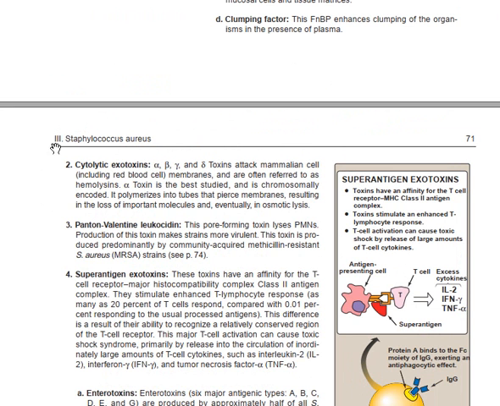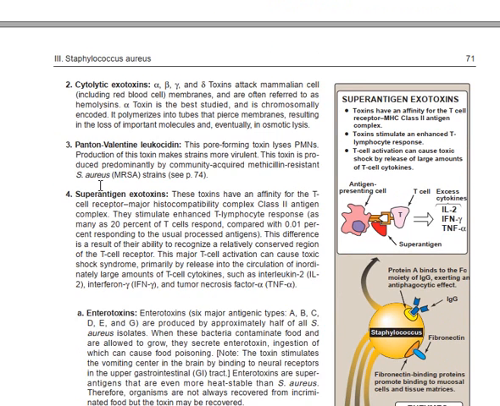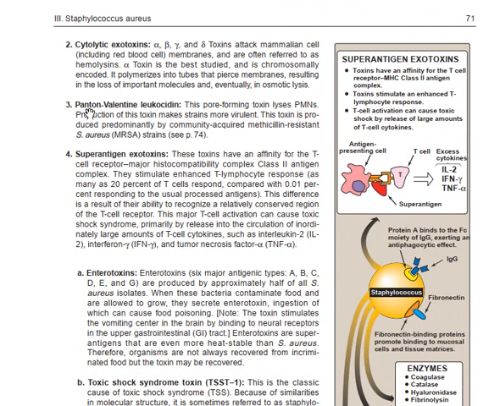the cytolytic exotoxin factor. It produces exotoxins. The exotoxins that are produced are the alpha, beta, gamma, and delta toxins that affect the mammalian cells, including the red blood cell membrane, and can cause hemolysis. Is it clear? Now we have the Panton-Valentine leukocidin.